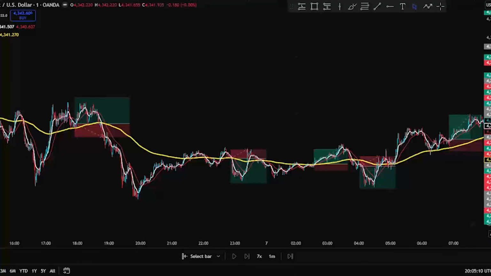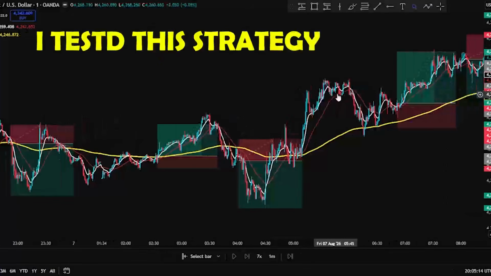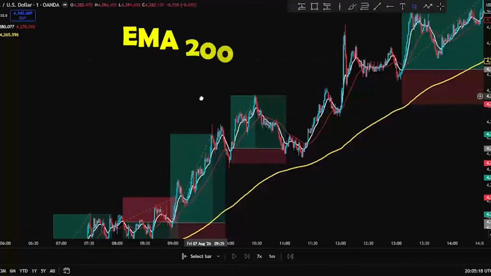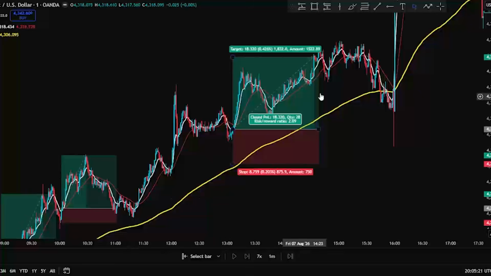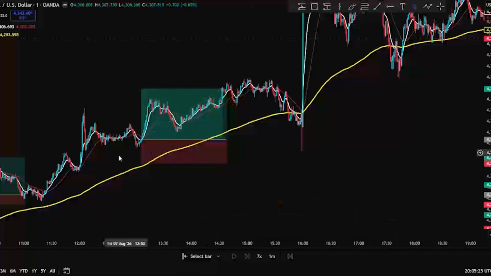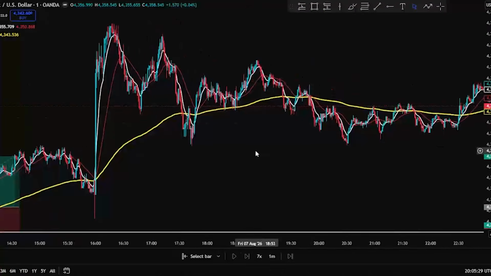Does the 921 EMA really work on gold? I tested it with 100 real trades, and I found something I didn't expect. In this test, I used the 200 EMA to identify the main trend and the 9 and 21 EMAs to find entry points. But what I learned after examining these 100 trades wasn't just about these indicators.